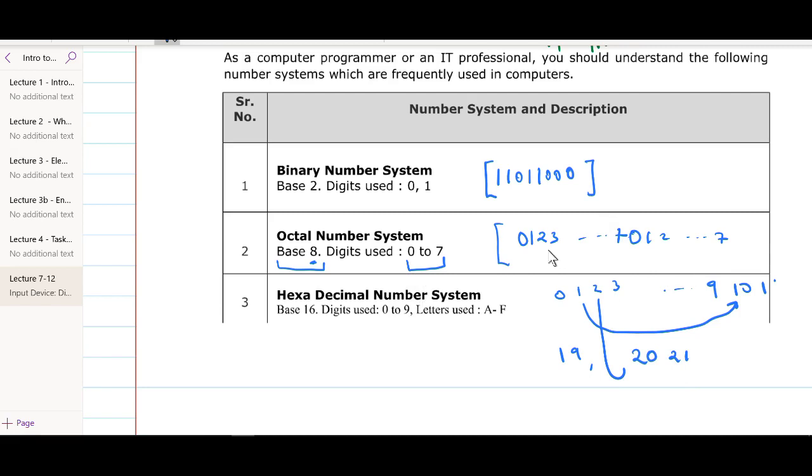We are going to be running all the way to 7, and then after 7, we are going to have 10, 11, 12, all the way to 17, and then we go to 20. So definitely there are some numbers we are going to be skipping. We are not going to find 8, you are not going to find 9 in the octal number system. Those definitely are missing.